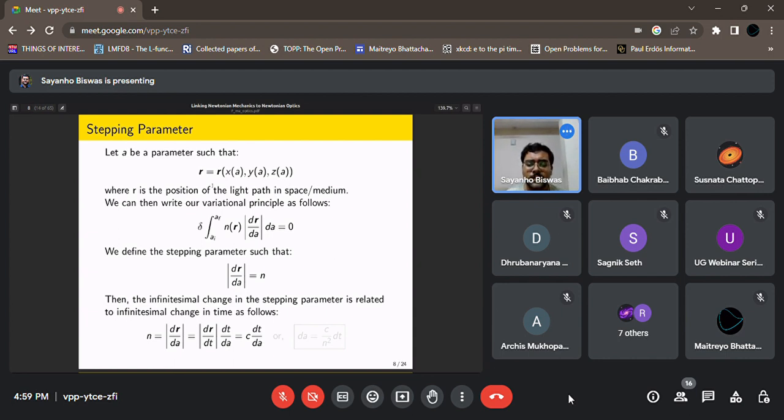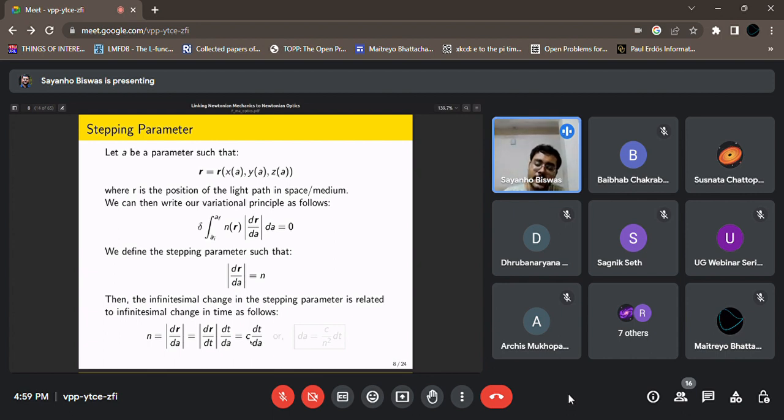This definition has some simple implications. n equals mod dr/dA, which, using the chain rule, we can open up as mod dr/dt times dt/dA. Now, interestingly, what is mod dr/dt? Okay, here is a small mistake. It should not be c, but rather v. Mod dr/dt is the velocity of the light in that medium. Everyone agrees? Mod dr/dt is the rate of change of the position vector with time, that is the velocity of light in that medium.